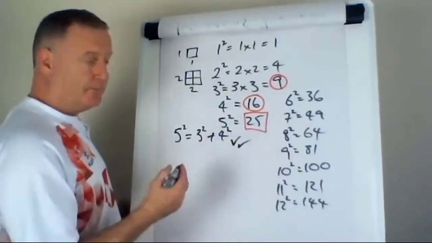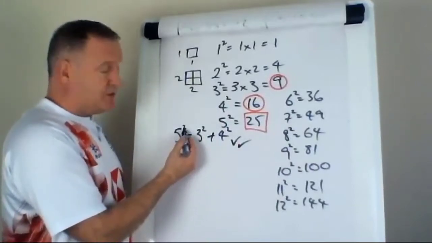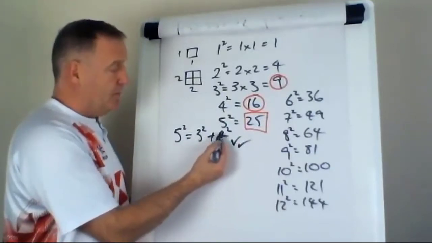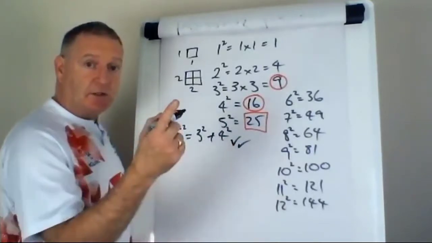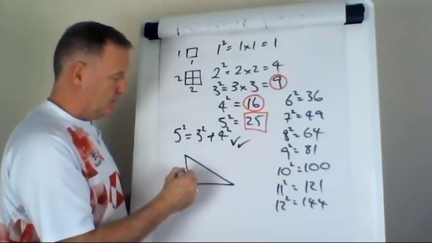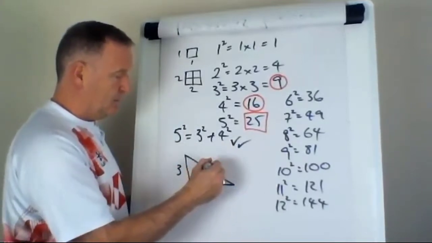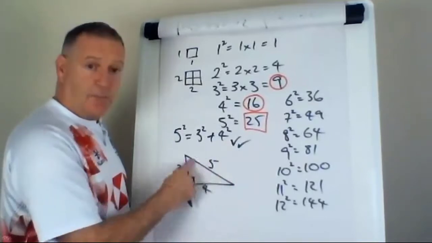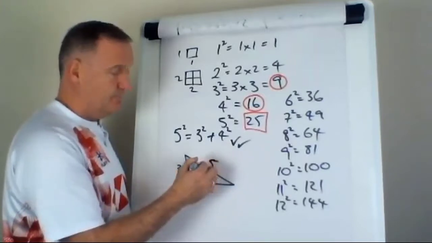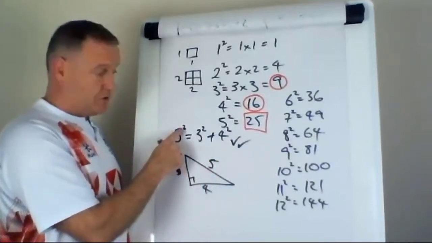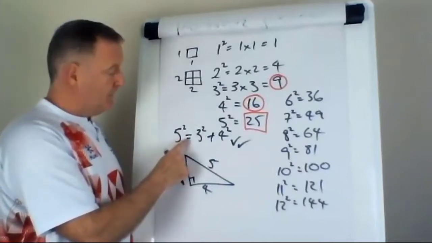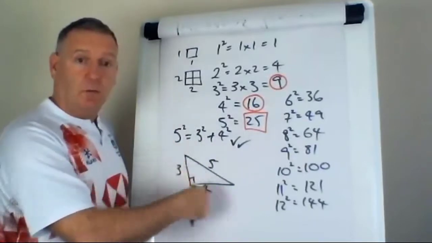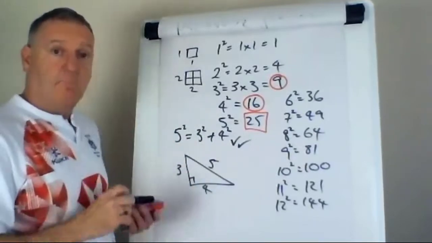Okay. So look. The square on the hypotenuse is equal to the sum of the squares on the shorter sides. So this triangle must work. Hypotenuse, 5. 5 squared on the hypotenuse. Sum of the squares on the short sides. Good numbers to know. Very good numbers to know.